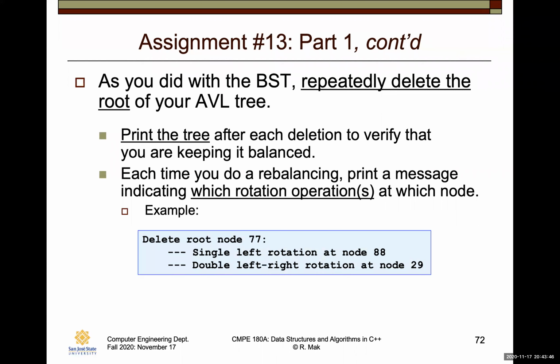Okay, so here is another example: you deleted node 77. That caused node 88 to become unbalanced, and so you did a single left rotation and a double left-right rotation. So you basically print out what kind of rotation operations you have to perform in order to rebalance the tree. Okay. All right, that was part one.